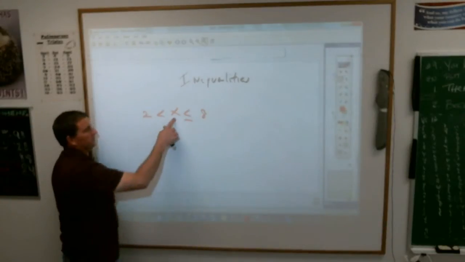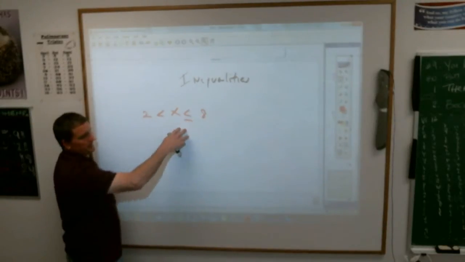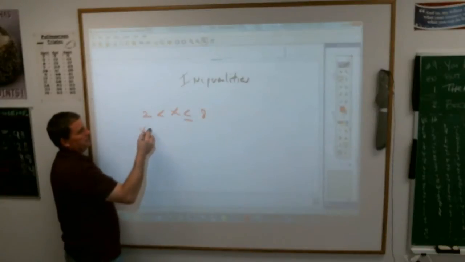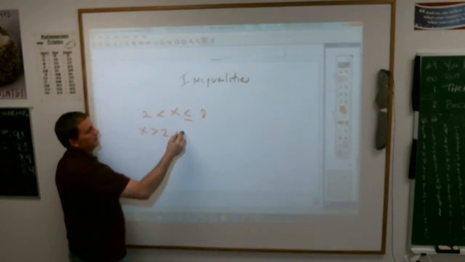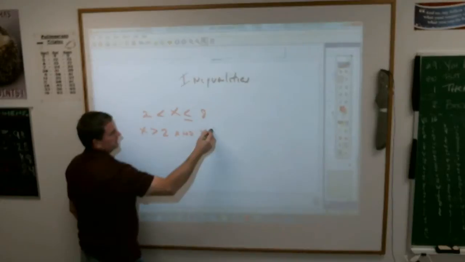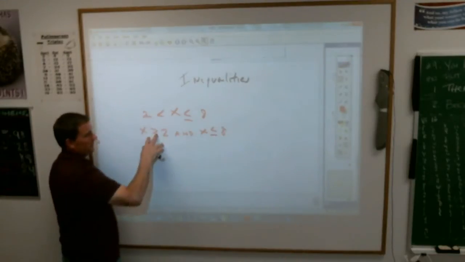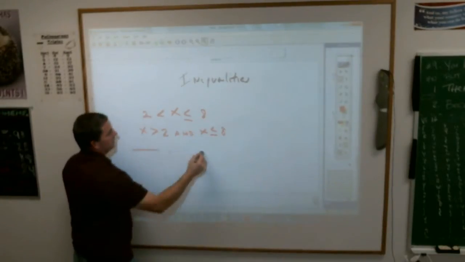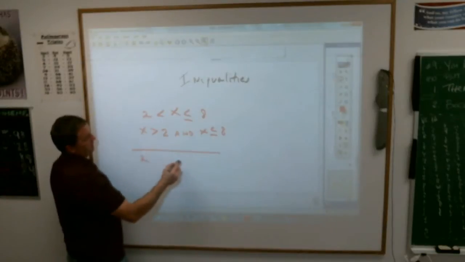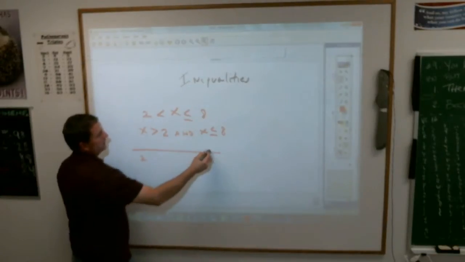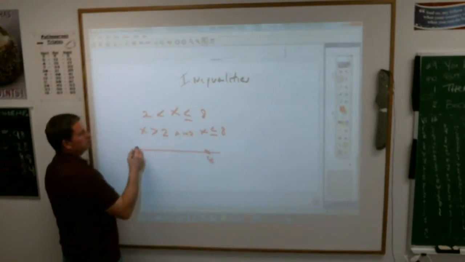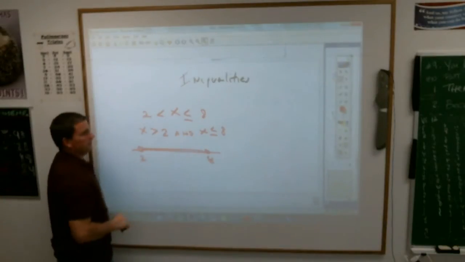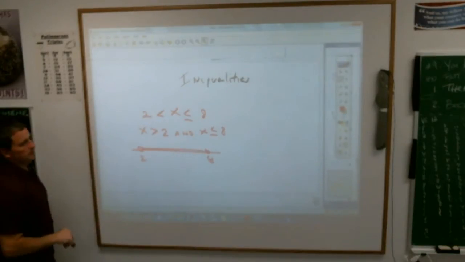You start in the middle. X is greater than 2, and x is less than or equal to 8. These are the same thing; we just shorten it like that. When you're graphing it, there's something at 2 and something at 8. Closed circle there because it's equal to, open circle there because it's not, and you color in the stuff in the middle. Short and condensed version.